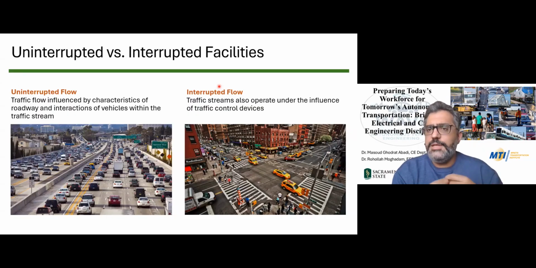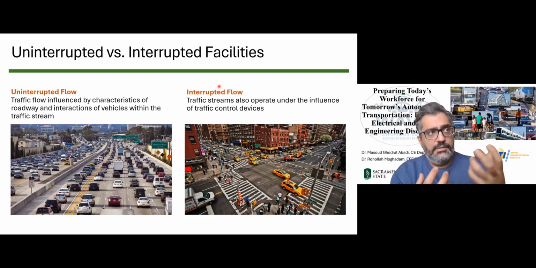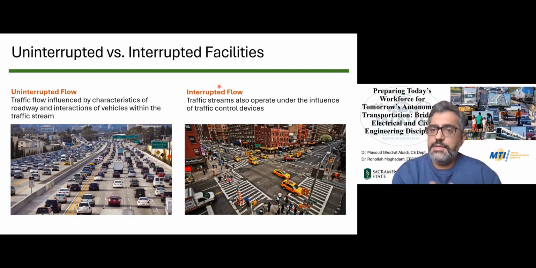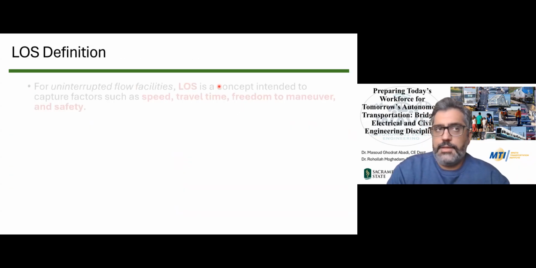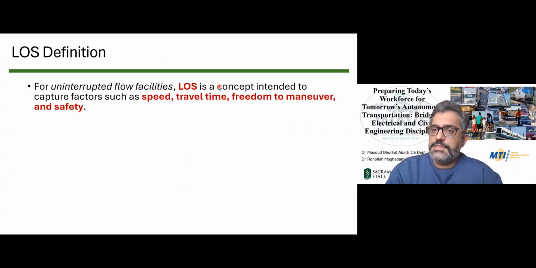My expectations would be different when I'm driving on a freeway versus when I'm driving on a local street. Even when I'm driving on a freeway versus a highway, my expectations are going to be different. So we will measure those expectations through level of service analysis. And I want to talk about this level of service analysis for both uninterrupted and interrupted facilities, starting with uninterrupted facilities like freeways, highways, and two-lane highways.